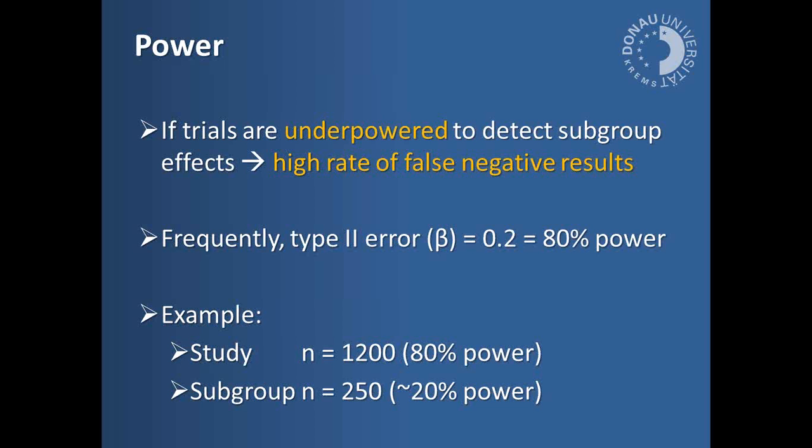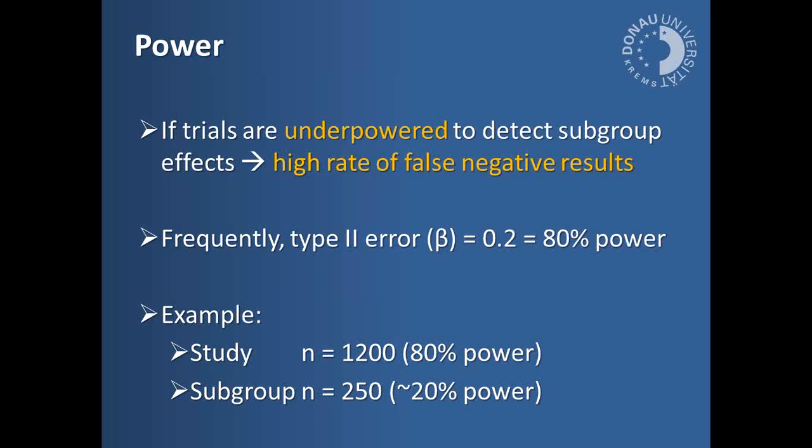Speaking about the power of the studies, if trials are underpowered to detect subgroup effects, we have a high rate of false negative results. In my experience, having done 2 systematic reviews in urologic oncology, there is almost a problem that the entire trial is somehow underpowered. So if researchers do subgroup analysis, it's obvious that the subgroup analysis is highly underpowered.